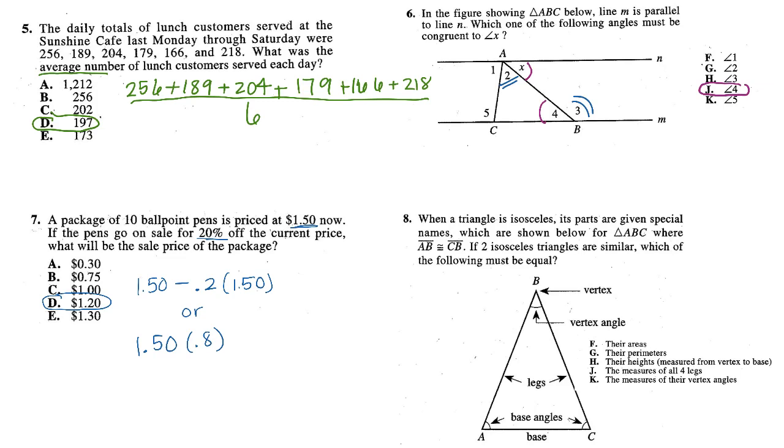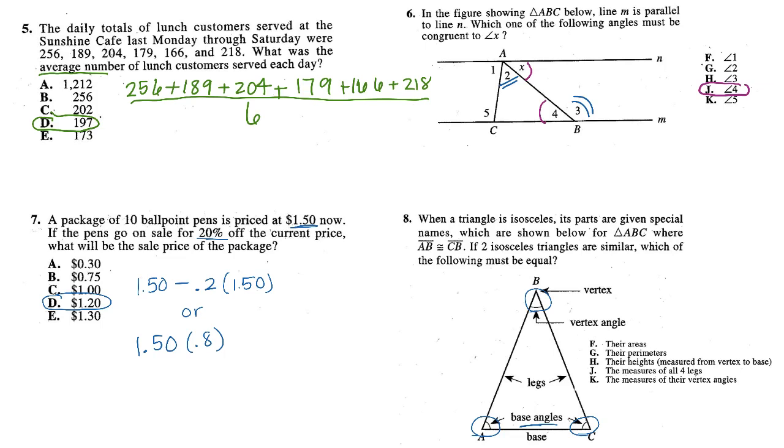When a triangle is isosceles, its parts are given special names, which are shown below for triangle ABC, where AB is congruent to CB, so that means the legs are congruent. If two isosceles triangles are similar, which of the following must be equal? If it's an isosceles triangle, you know that you have two base angles that are congruent. So it looks like here, if those are the same, then this angle in turn would also have to be the same.